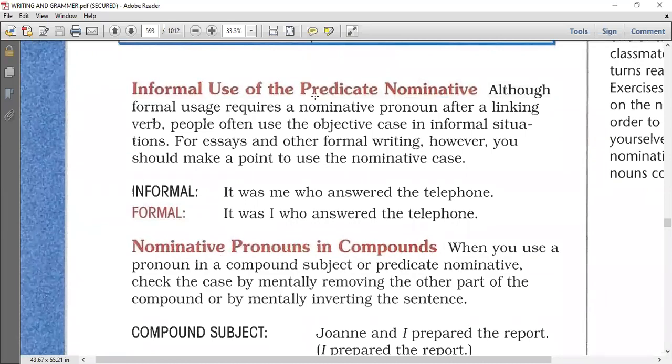Informal use of the predicate nominative. Because most of the time we use the objective, not the nominative. Although formal usage requires a nominative pronoun after a linking verb, people often use the objective case in informal situations. For essays and other formal writing, however, you should make a point to use the nominative case.